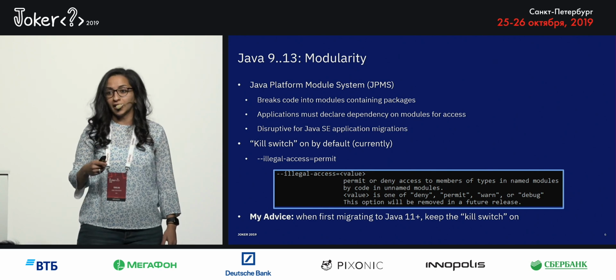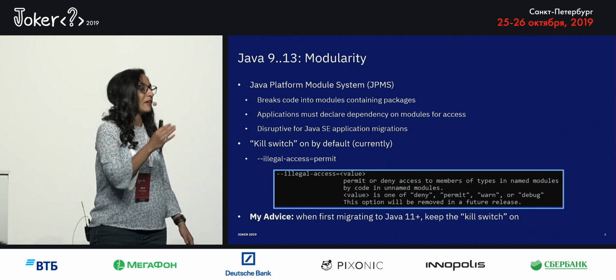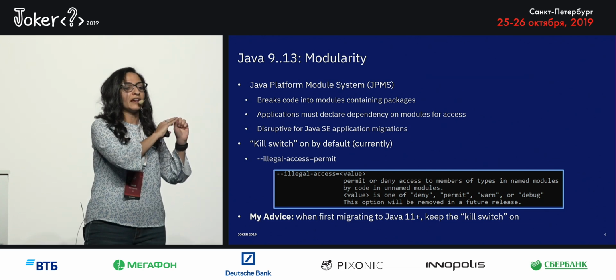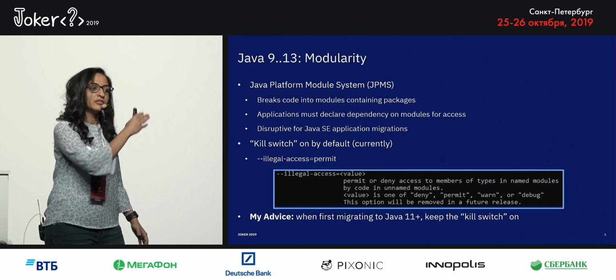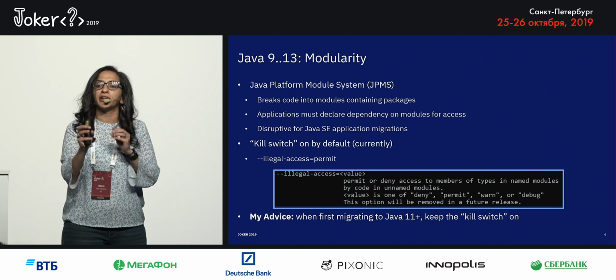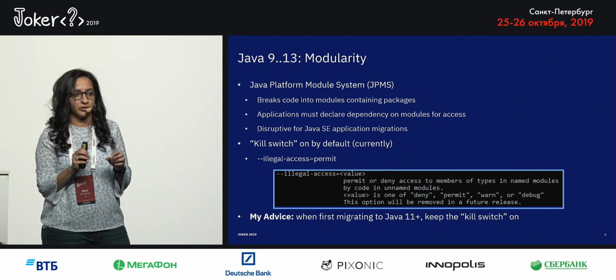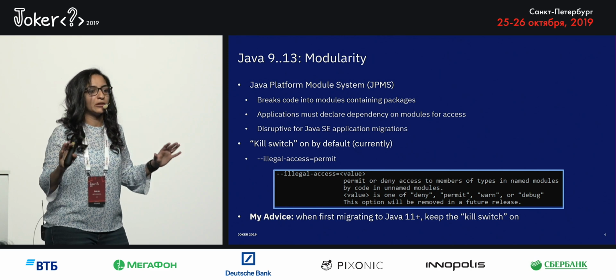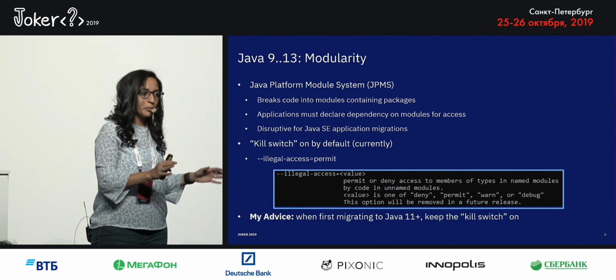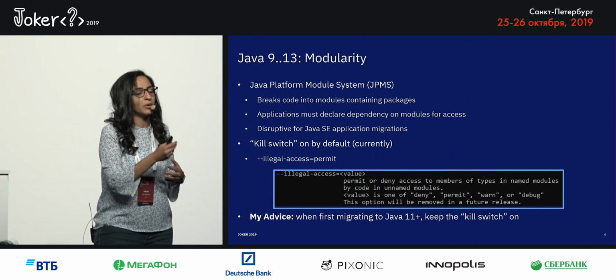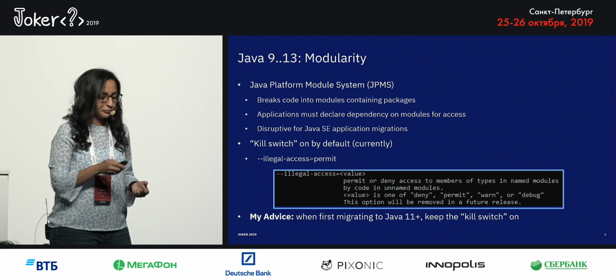Don't switch it off until you've actually migrated to Java 11, and you've taken care of all the other issues. And then when you're ready, you can turn it off and figure out how you're going to break up your application into modules. So don't feel like you need to use modularity right away. Just move to Java 11, no modularity, and then think about how you want to break up your application.